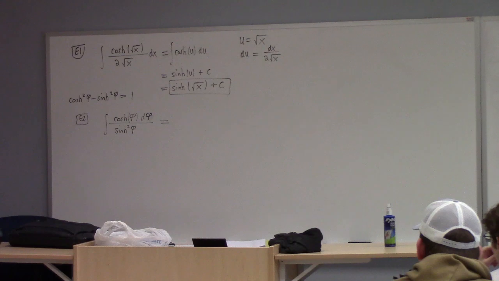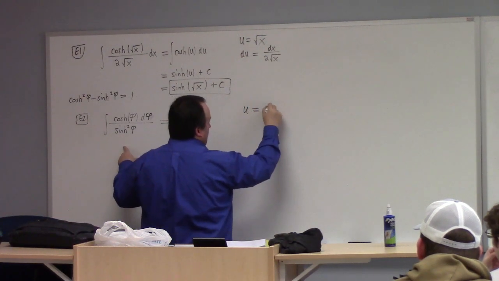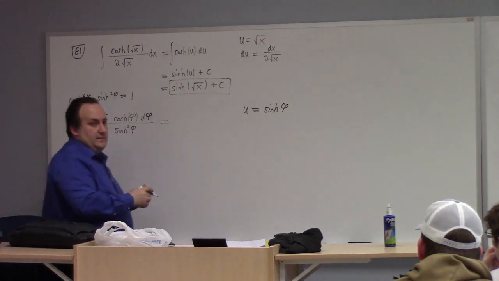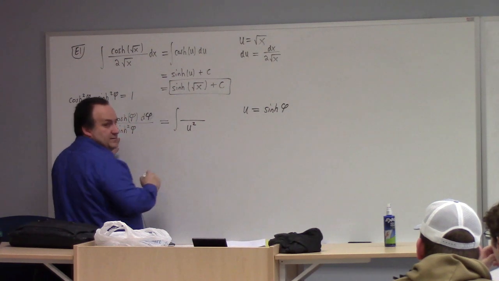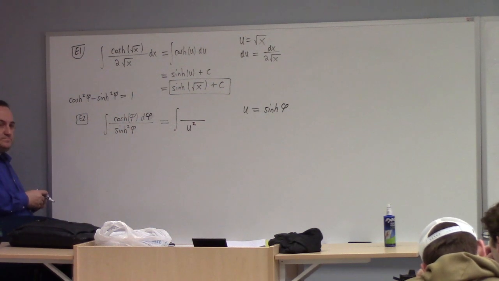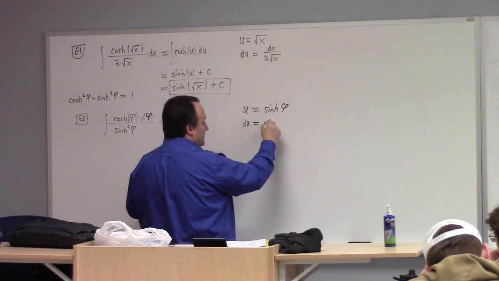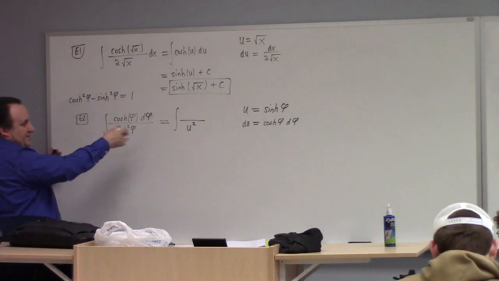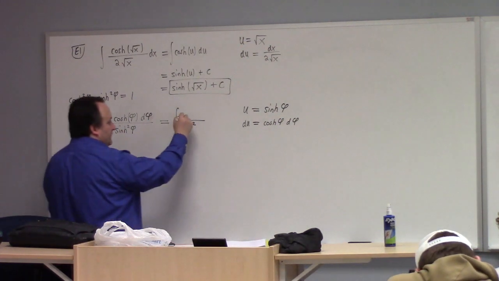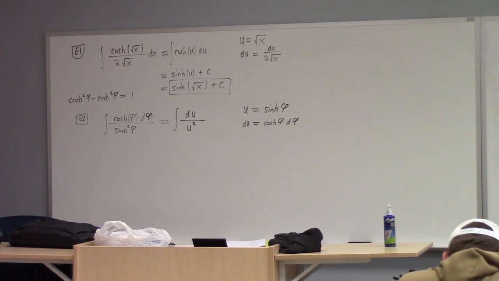So here, the denominator is kind of the trouble, right? So if I let u equal sinh phi, right? Then this down here is u squared. What's du? Derivative of sinh is cosh. So that's cosh of phi d phi. Wait, so that means that we're literally looking at du over u squared here with respect to that substitution. So what's the integral of 1 over u squared?